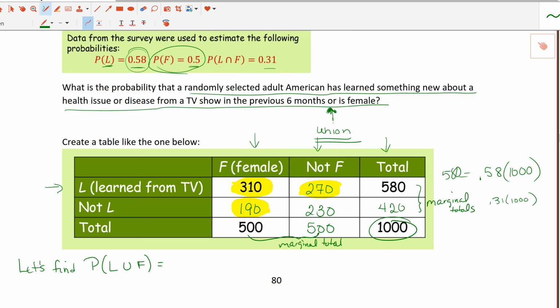So when we look at this, we have 310 plus 190 plus 270 out of the 1,000 people. So if we add that up, we get 770 out of 1,000, which is 0.77. So the probability is 0.77 that either the person learned something from TV or they were female. Okay. So it is a little bit more difficult, but you'll have a chance in the homework to practice this.